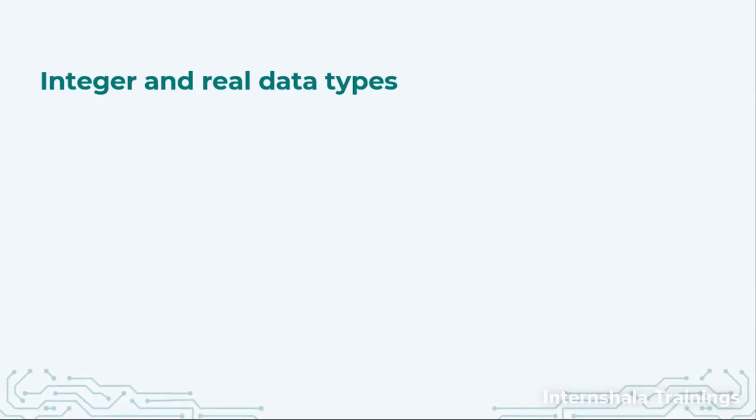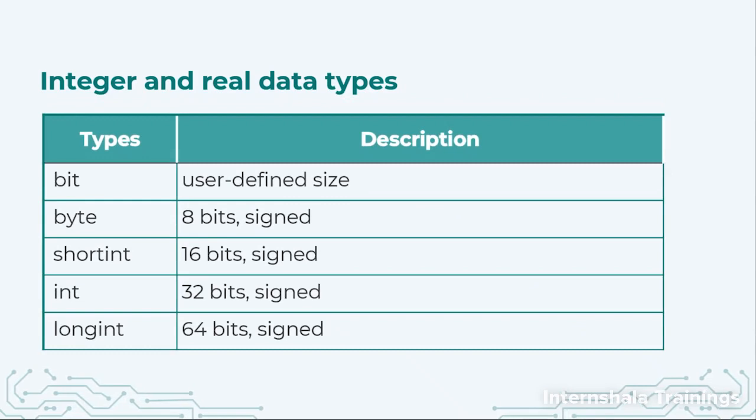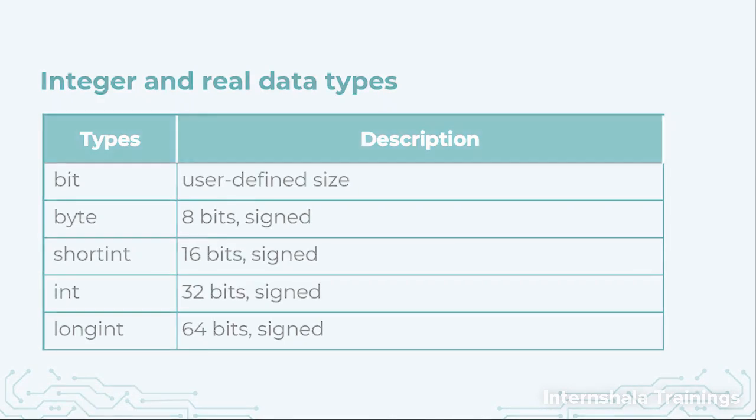We have the categories called integers and real data types, and here we have integers which are bit, byte, short int, int and long int. Bit is a single bit value, byte is 8 bit, int is 32 bit, that is the standard integer. Half of it, that means 16 bit, is short int, and double of it, that means 64 bit, is called long int. So this is how we can store the values using these categories.